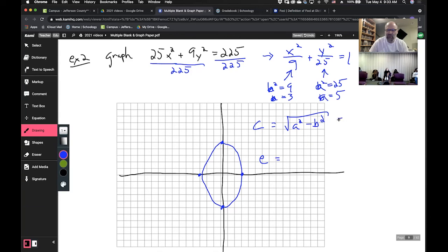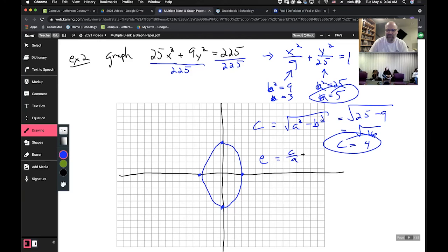Okay, so this is 25 minus 9. So this is the square root of 16, which is 4. So c equals 4. All right, and what was a? a was 5. So e is going to be, remember, c over a. So e is just 4/5. So we've got a 4/5 curvature, whatever that means. But that's the deal. Let's see if it gets any tougher after this.